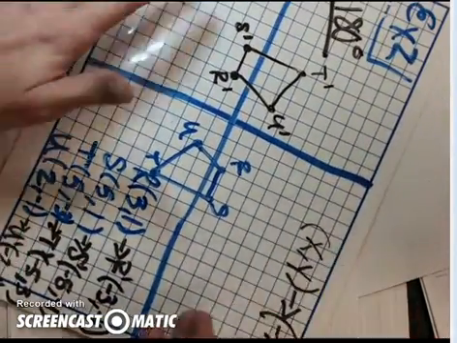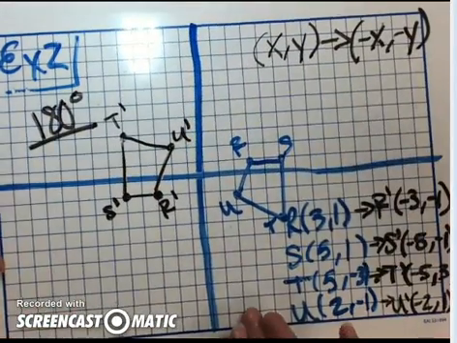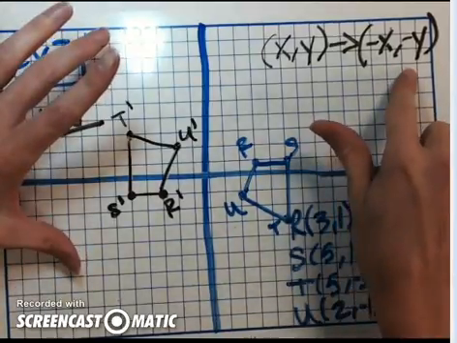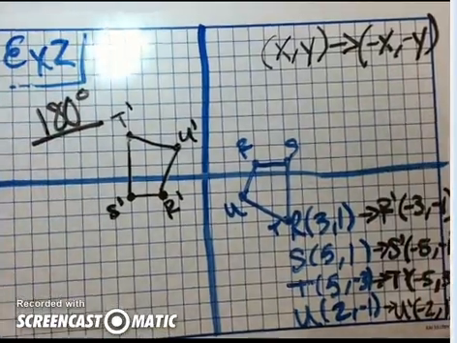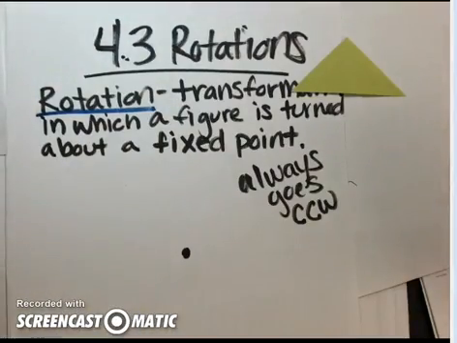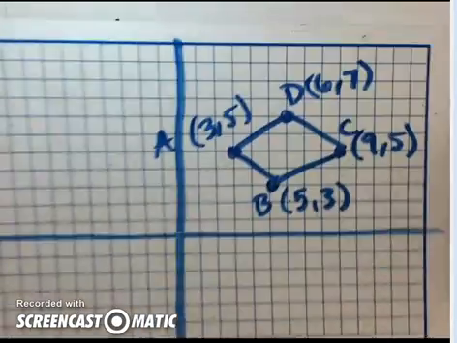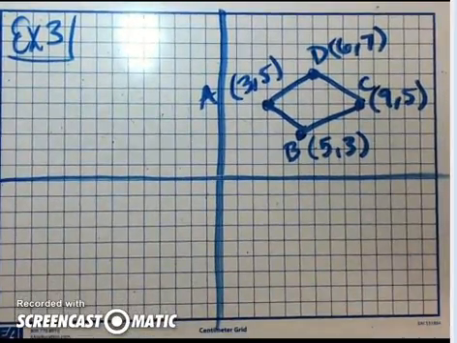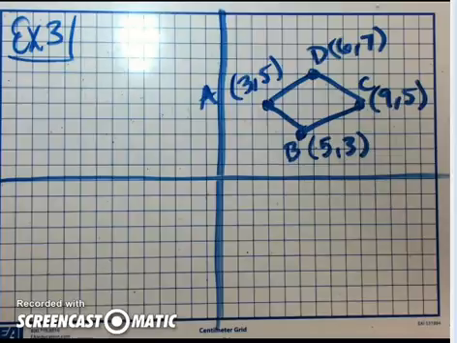Okay. So just to recap, our rule for 180 degrees is changing the signs. Alright, we're going to try another example. And this time, we're going to do 270 degrees. Yay! I know y'all are so excited.